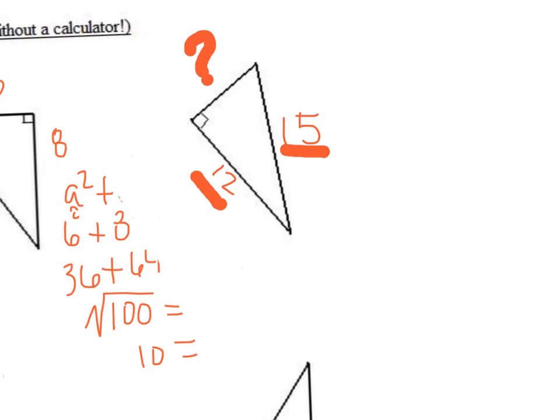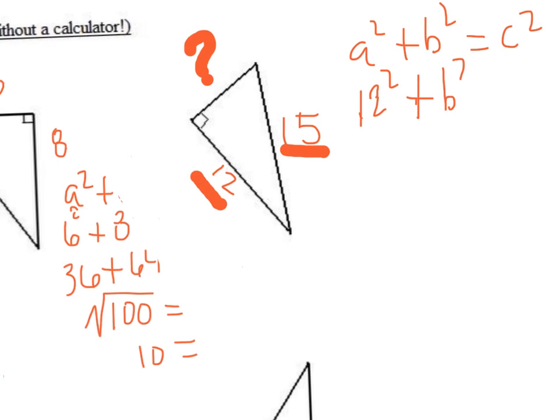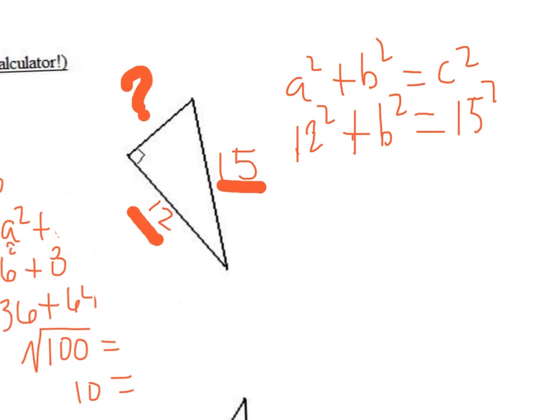Now, we still use the same formula. So the formula is still a squared plus b squared is equal to c squared. The formula doesn't change. So let's go ahead and substitute 12 for a, and now b we do not know. That's what the unknown is this time. And c squared, we do know. It's going to be 15 squared. Let's move this over just a little.